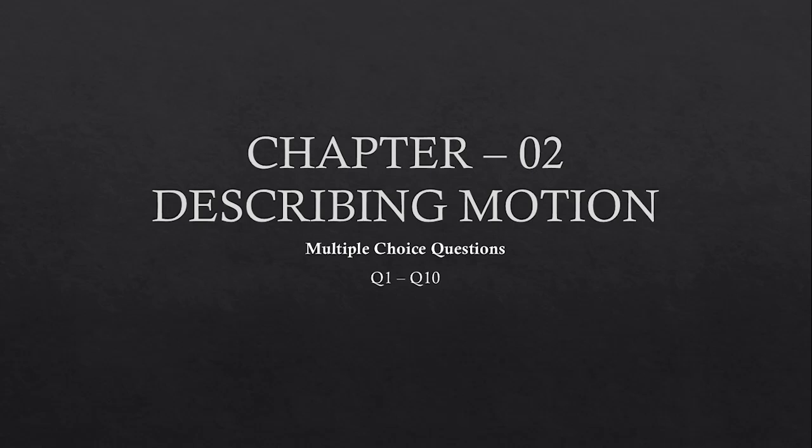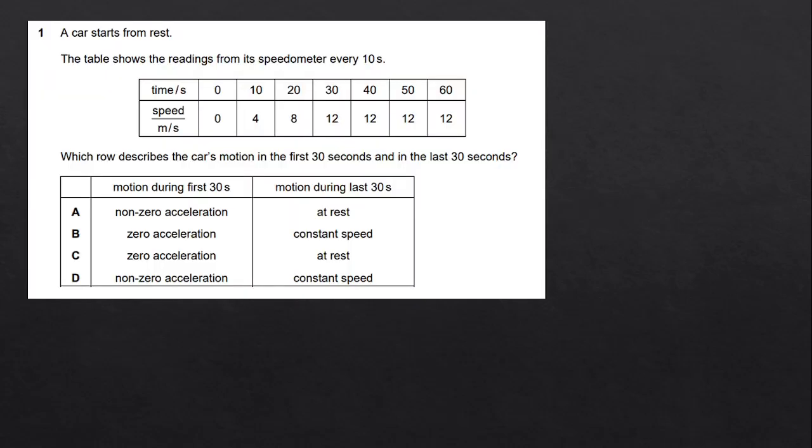Hello everyone. In this video we'll solve question 1 to question 10 from chapter 2 describing motion. Question 1. A car starts from rest. The table shows the reading from its speedometer every 10 seconds. Which row describes the car's motion in the first 30 seconds and in the last 30 seconds?